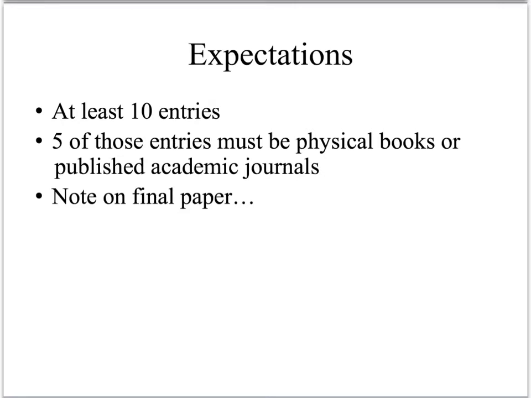Continuing the expectations. Your process bibliography, along with being typed and having those 3 pieces to it, must have at least 10 entries. You need to prove to us that you have thought through, examined, and attempted to synthesize at least 10 different sources, so you should have 10 different entries. 5 of those entries in your process bibliography must be physical books or published academic journals. They can't be websites, okay? They need to be actual books that you have picked up.